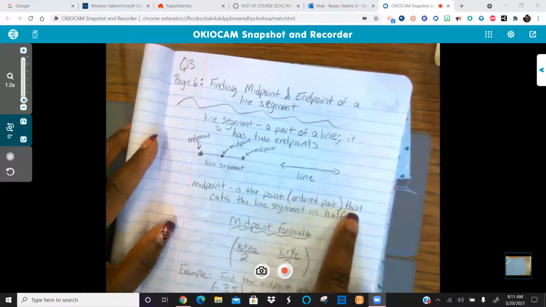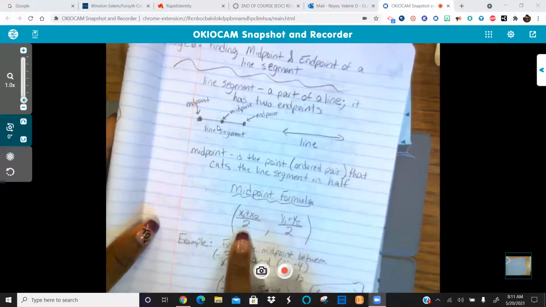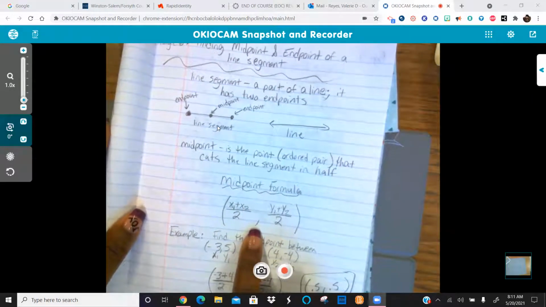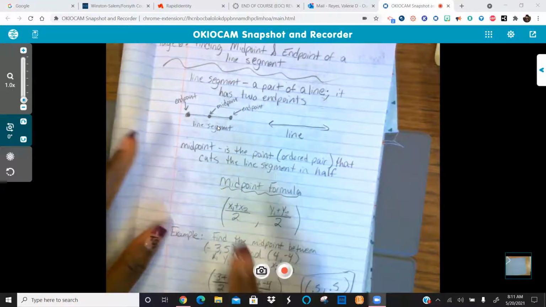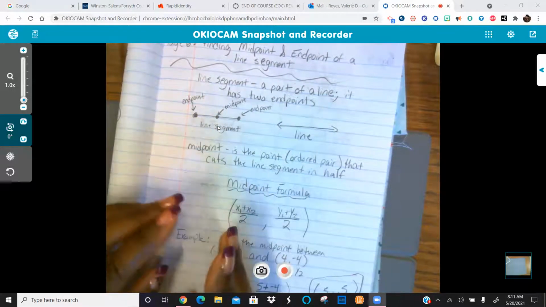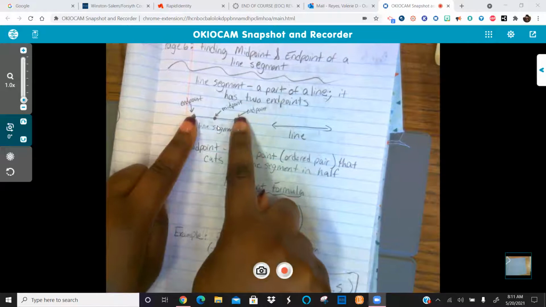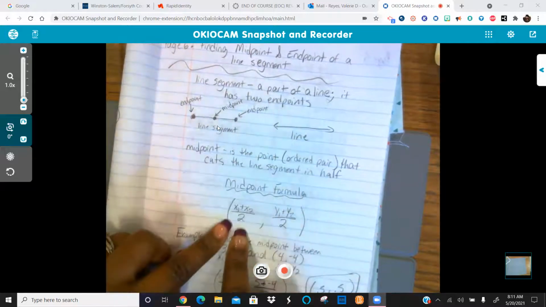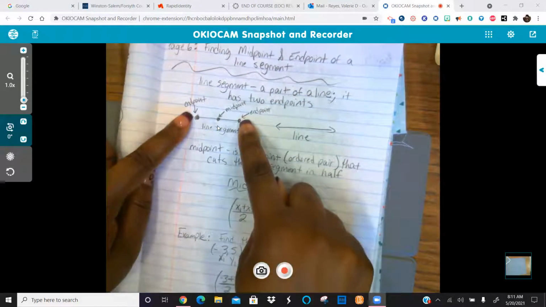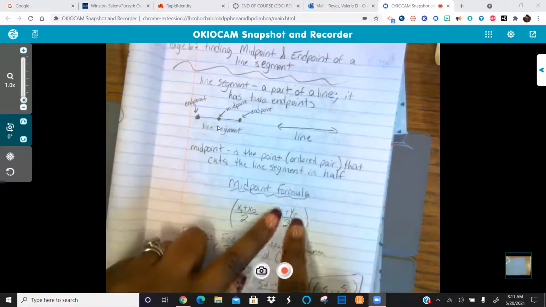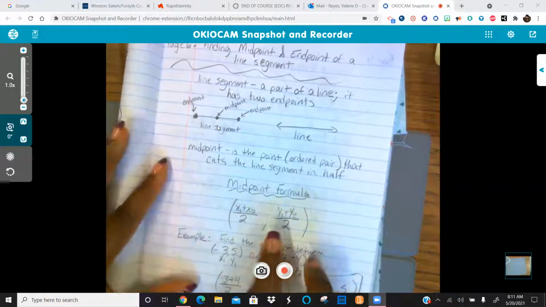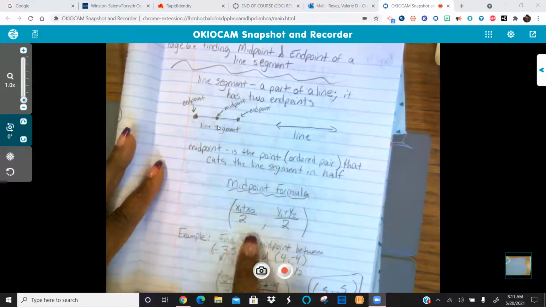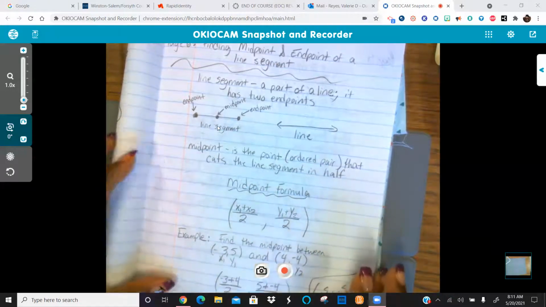It's an ordered pair. This is your midpoint formula. You got to know this by heart. You're going to take your x's, add them together, and divide by 2, like finding the average of the x's. So take your x coordinates of your endpoints, add them together, and divide by 2. Take your y coordinates of the endpoints and add them together and divide by 2. And that's going to give you your point that's going to be in the middle, your x and y value for the point that's going to be in the middle.